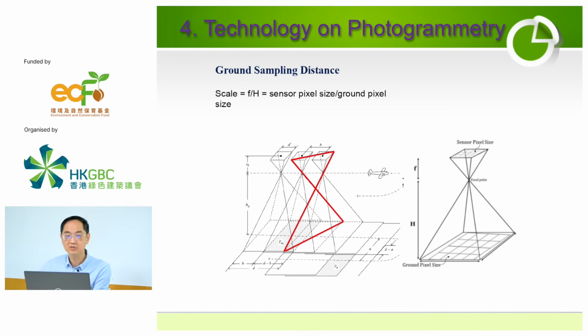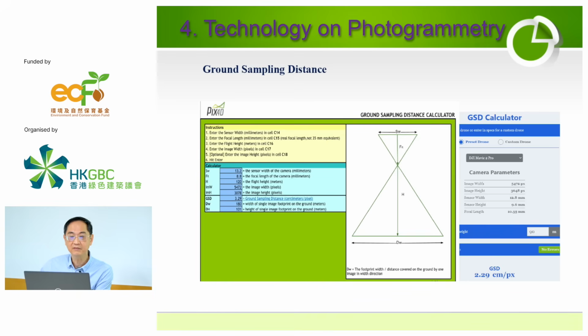So based on the triangulation, the triangle relationship, we can measure the F and the H. H is our flight height. F is the focal length of the camera. So once we have the focal length of the camera, it depends on your SUA type or the camera you employed.